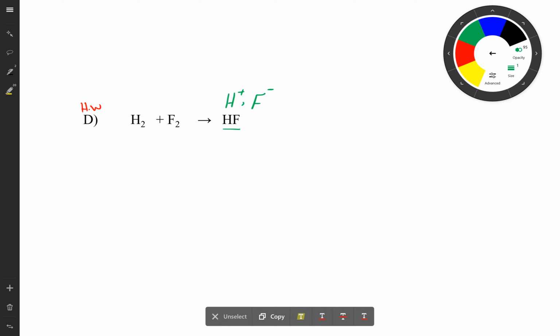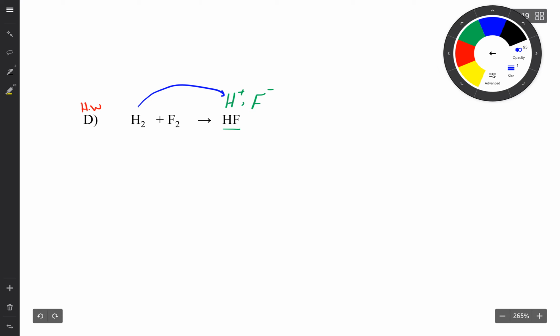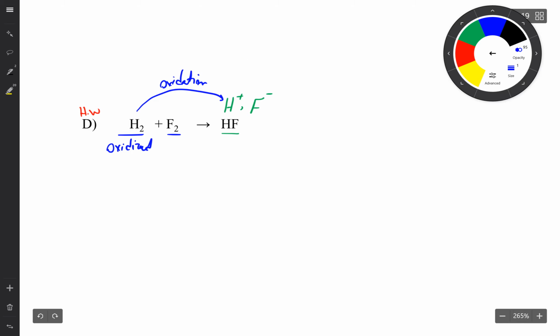Now we can solve this question. What happens to the H2? H2 is converted to H plus. It has lost the electrons. So this one is oxidation. And we can say in this reaction, the hydrogen molecule is oxidized. And F2 is converted to F minus. Okay, it has gained the electron. So this one is reduction, and we can say that the fluorine molecule is reduced.